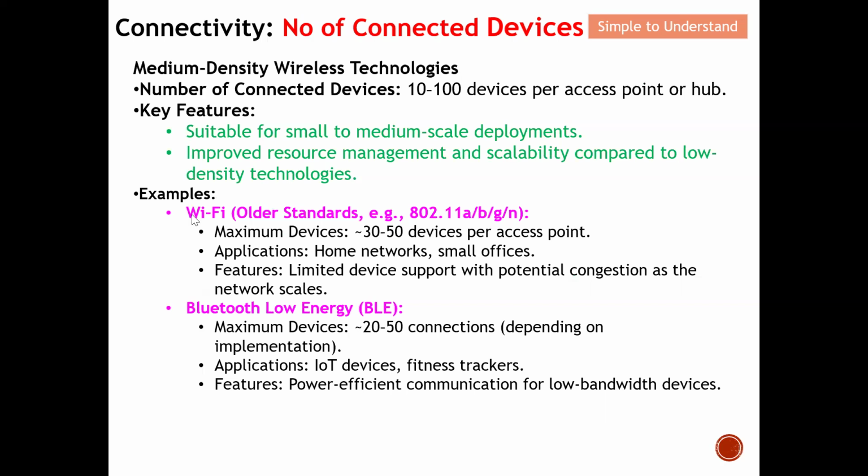Some examples are the older standards of Wi-Fi. The number of devices that can connect to the router is probably a maximum of up to 50 devices per access point at that time. The key application, I think you know, for Wi-Fi is to support our network coverage at home or maybe in a small office. The key feature is limited device support with potential congestion as the network scales up. We cannot afford to have more devices connected to the gateway, for example, because we may potentially have congestion issues. So this is only suitable for medium density wireless technology.